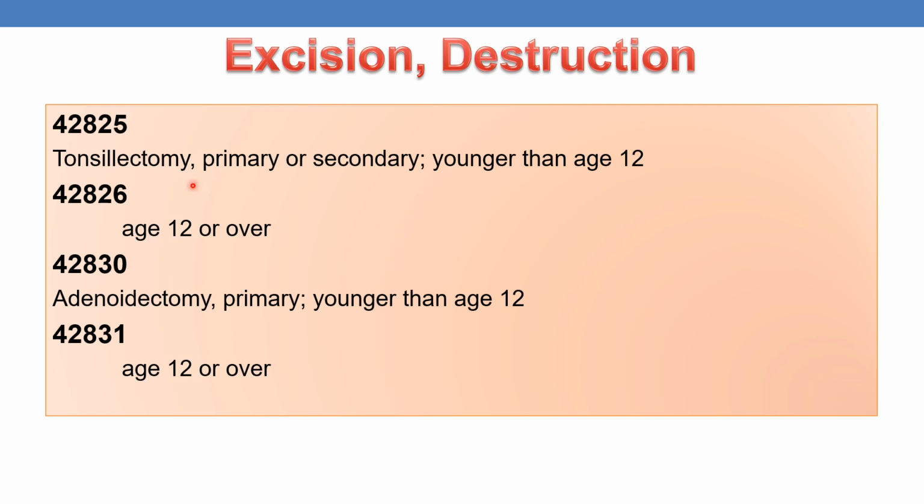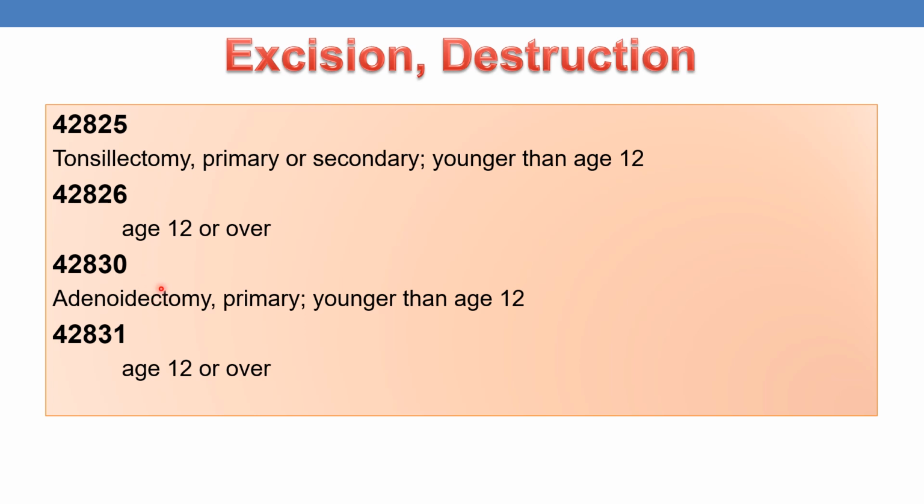The next is tonsillectomy primary or secondary younger than age 12 years. The CPT is 42825. For tonsillectomy, it can be primary or secondary and the patient must be younger than 12 years. Then the CPT is 42825. If the patient is 12 years of age or over, the CPT is 42826. That is tonsillectomy primary or secondary for age 12 or over, the CPT is 42826.